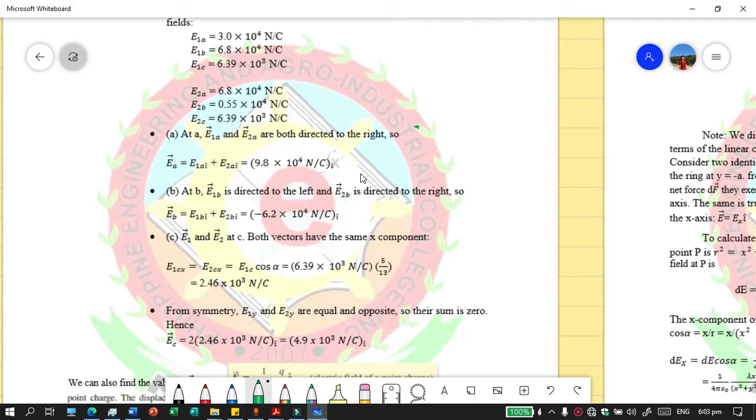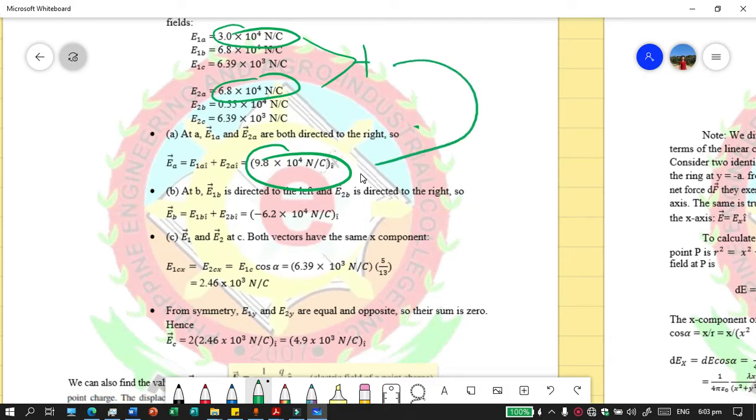So, electric field sub A. So, i-add natin lahat. Okay? So, basically, naging 9.8 times 10 to the power of 4 Newton per coulomb yan. Kasi, pinag-add lang natin, ito siya, yan, at ito siya. And it resulted to that one. Okay. If it's clear.